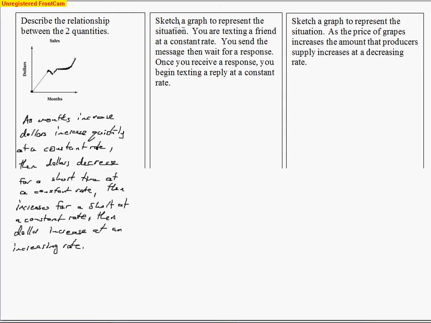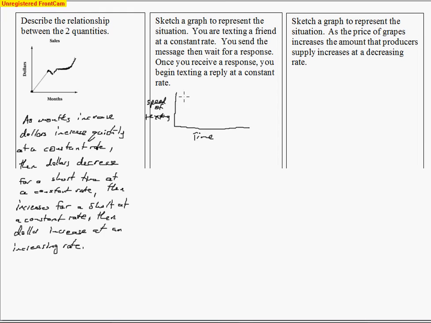So now we're supposed to sketch a graph to represent the situation. You're typing or texting a friend at a constant rate. You send a message, wait for a response. Once you receive the response, begin texting a reply at a constant rate. So there's two ways to do this problem, and it depends on what you call your y-axis. One way would be to say that the y-axis represents speed of texting. And then we would say the x-axis represents time.